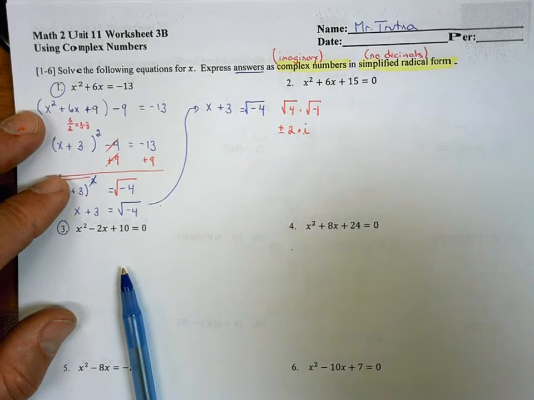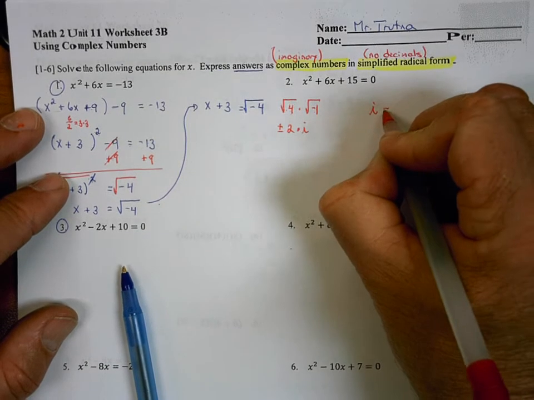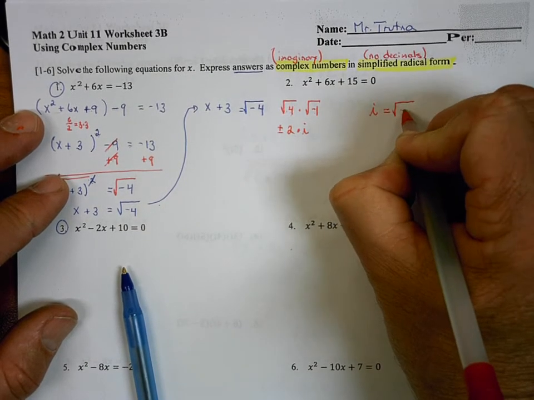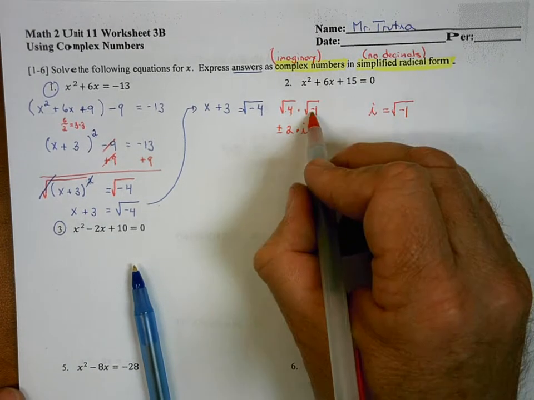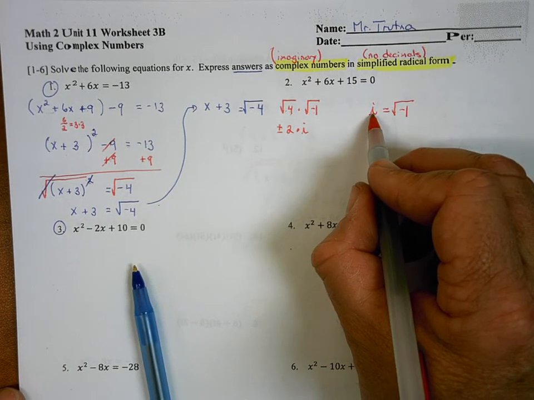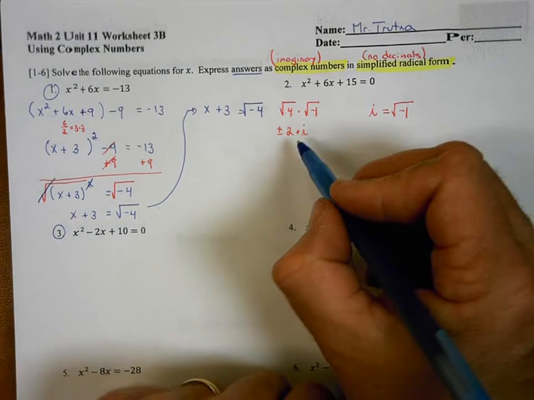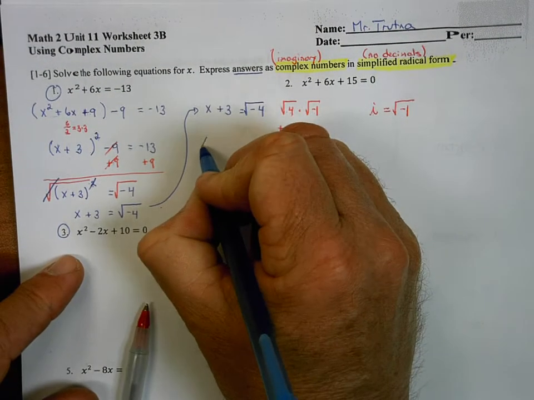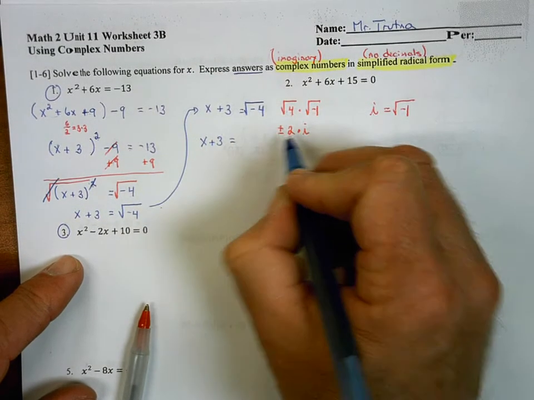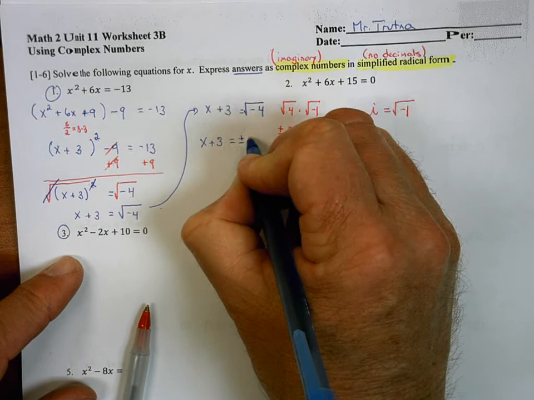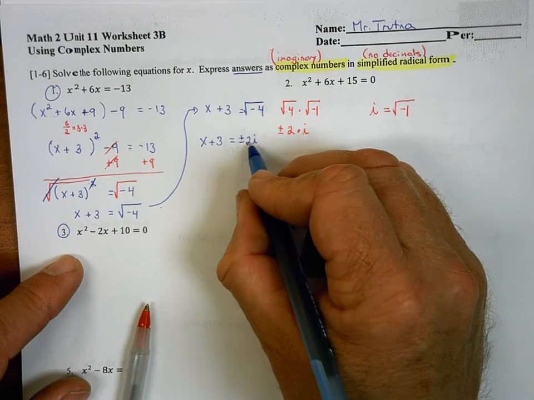That is i, the imaginary number. Remember, by definition, i is equal to the square root of negative 1. So anytime you see a square root of negative 1, and we have it right here, we're just going to replace that with the imaginary number, which we denote as i. So when I write this out, I'm going to get x plus 3, that's still in my equation, is equal to, and the square root of negative 4 became plus or minus 2i. Okay, plus or minus 2 times i is just plus or minus 2i.